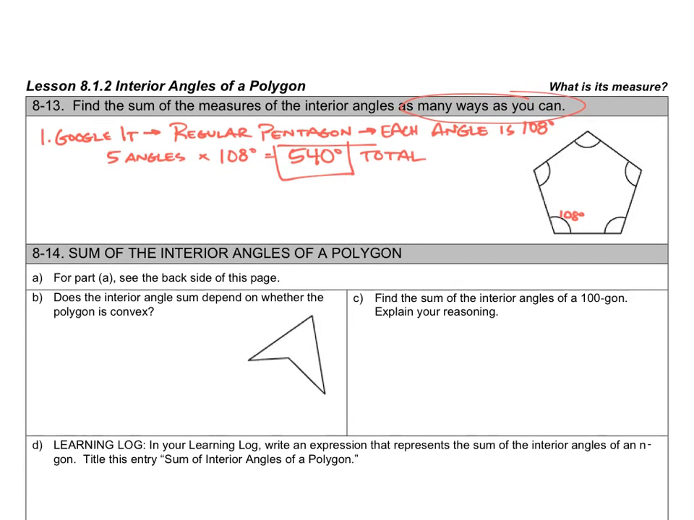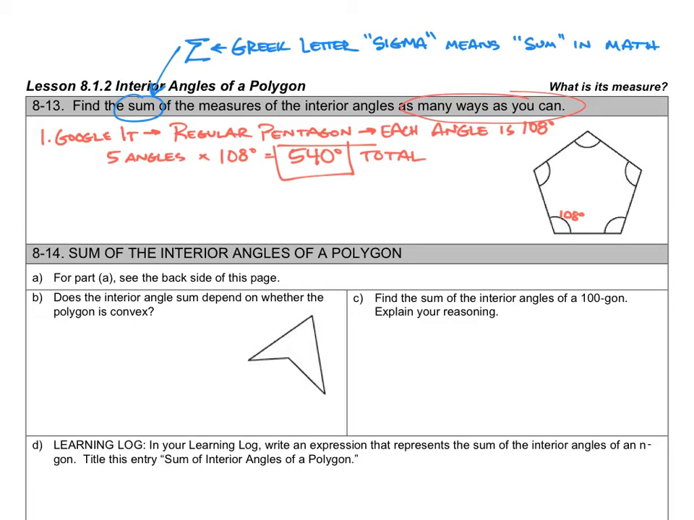And then let's talk about this word right here, sum. Now, we use a letter, it's a Greek letter actually, to represent sum in mathematics. It's capital sigma. And of course, sum means you're adding up a group of numbers. So if we're finding the sum of the measures of the interior angles as many ways as you can, it means we're adding up the measures of all the interior angles.